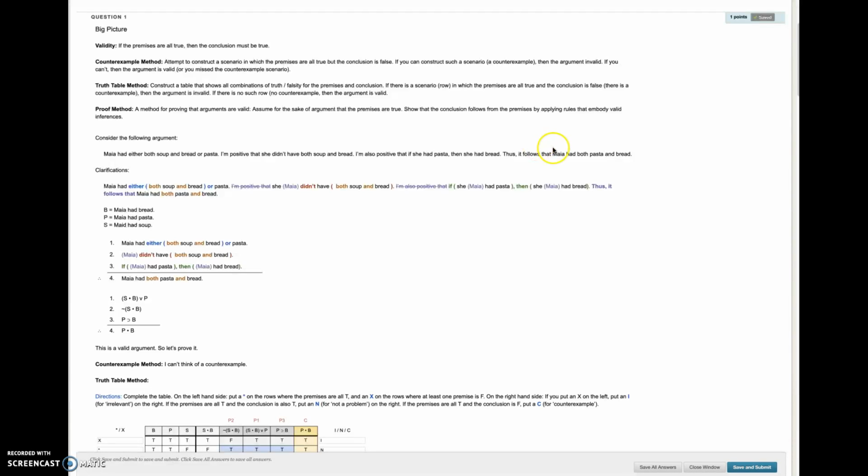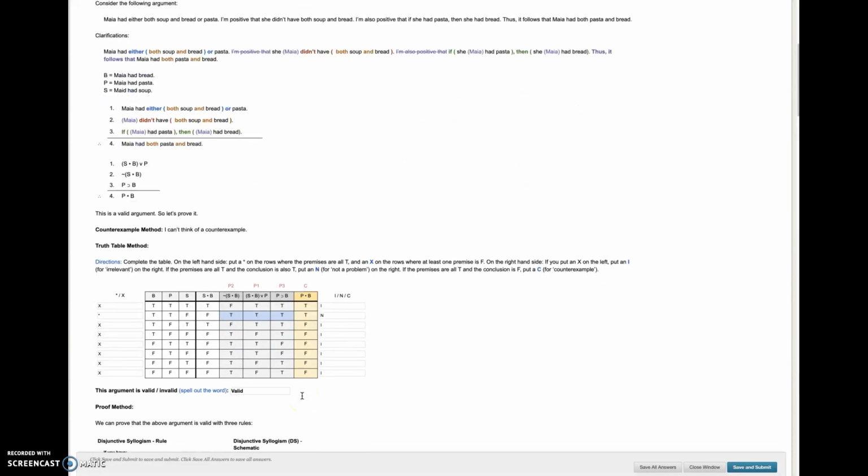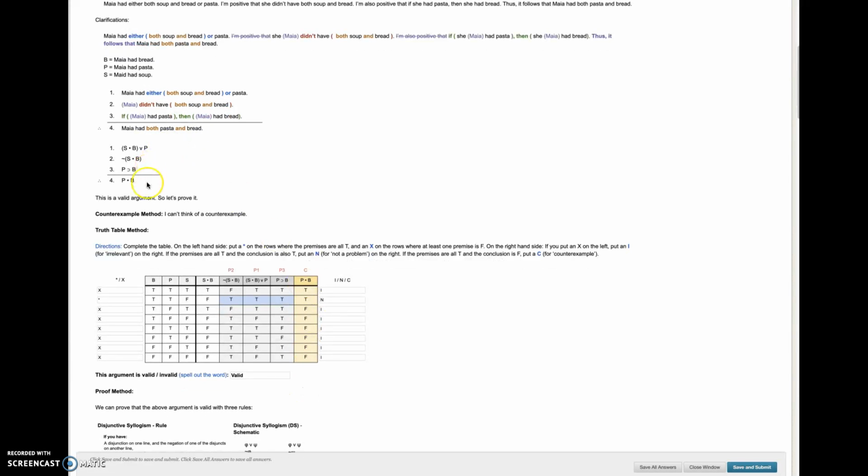So we're given a passage. You're asked to clarify it, or at least it's modeled how to clarify it, how to translate it into symbolic notation in steps. Ultimately, here is the argument in symbolic notation. I'm telling you that it's a valid argument and saying, let's prove it.